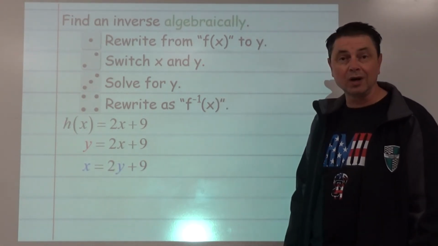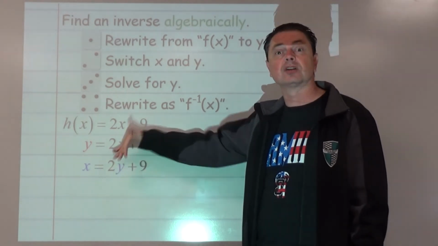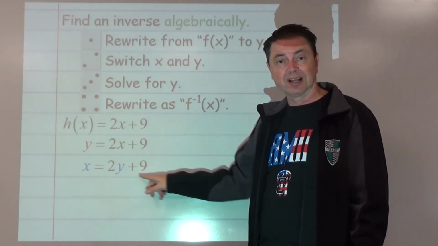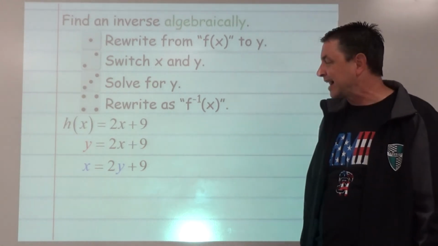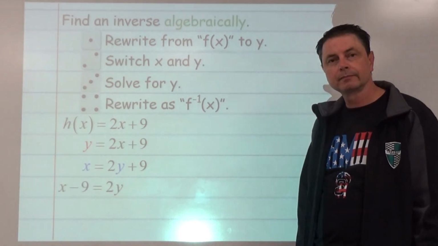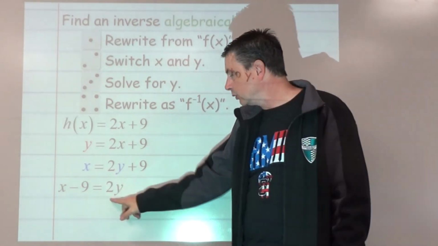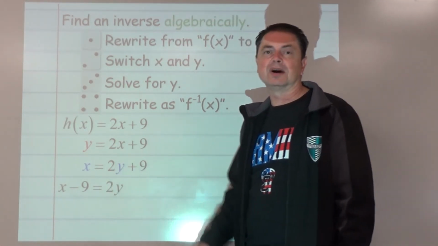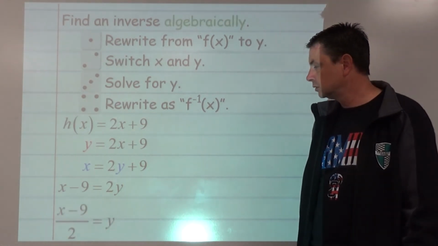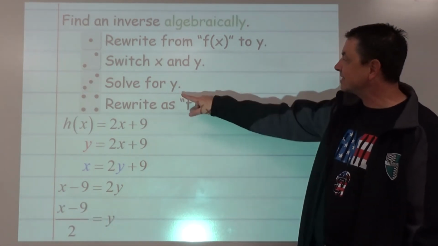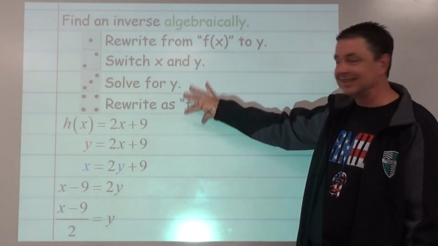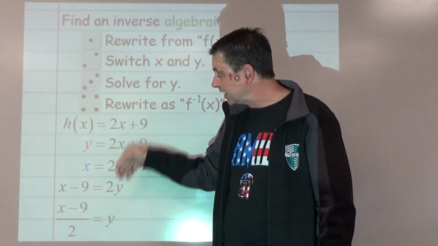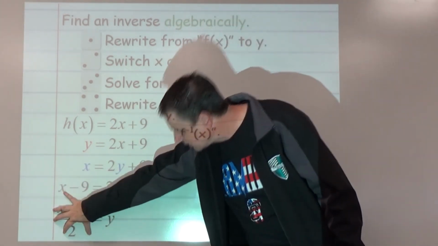We've got to solve for y. y is now on the right side, so let's focus on the right side. We would undo the plus 9 first, so we'll subtract 9 on both sides. And lastly, we need to get rid of the 2, undo the multiplication. We're going to divide both sides by 2. Last step, rewrite it as inverse notation. We are talking about h of x. So we will say h inverse of x is that.